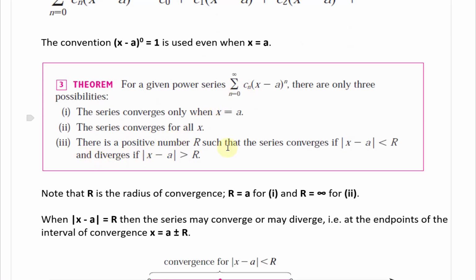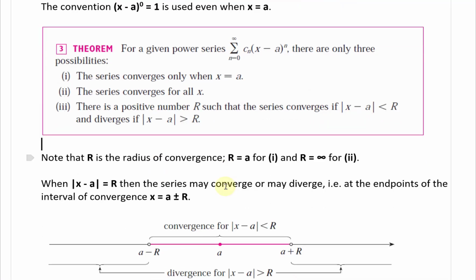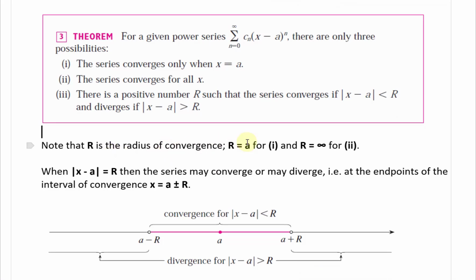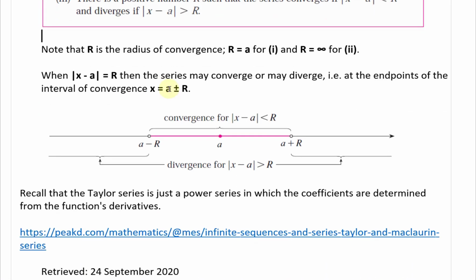Or there is a positive number r, called the radius of convergence, such that the series converges if the absolute value of x minus a is less than r, and diverges if the absolute value of x minus a is greater than r. Note that in the first case, r is equal to 0, and in the second case, r equals infinity, for all values of x. Also, when the absolute value of x minus a is equal to r, the series may converge or may diverge at the endpoints of the interval of convergence, x equals a plus or minus r.